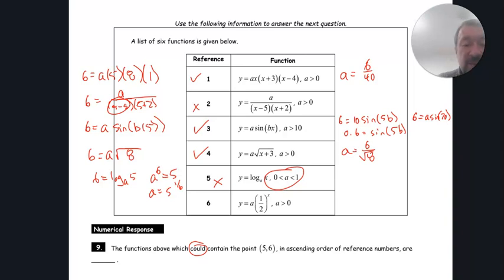And now finally here, 6 is equal to a times (1/2) to the 5th. A little bit of simplifying here, that's going to give me 6 is equal to a times 1 over 32. And so, yeah, a is going to equal 6 times 32. That's greater than 0. That's going to work. So my answers here are going to be 1, 3, 4, and 6.